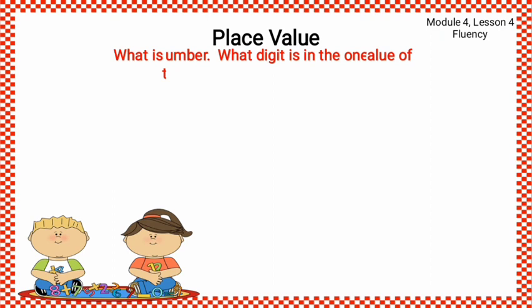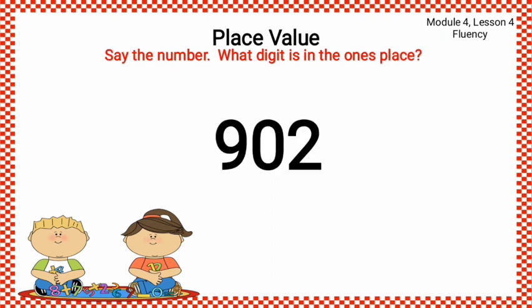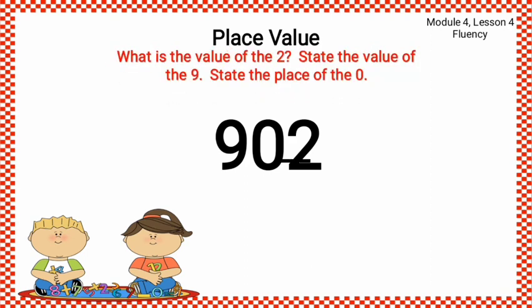Okay, lastly, what digit is in the ones place? I have 902. What digit is in the ones place? Good, 2. 2 is in the ones place. All right. And the place value of 9 is 900. And the place of 0 in this question is 0 tens. No tens. Okay.